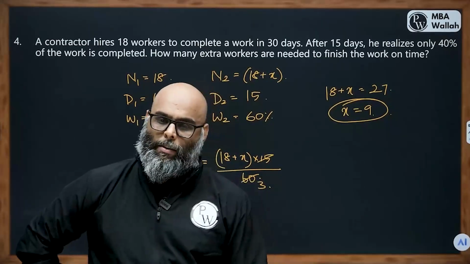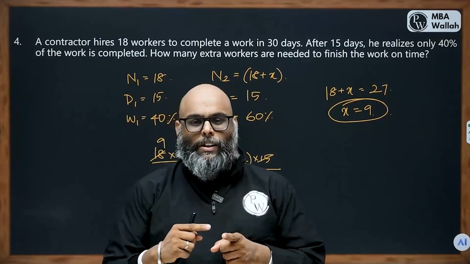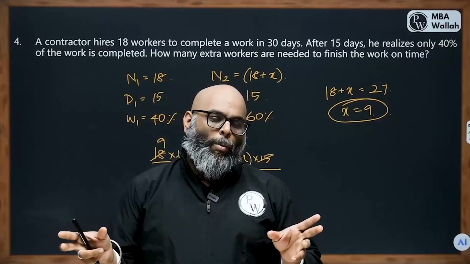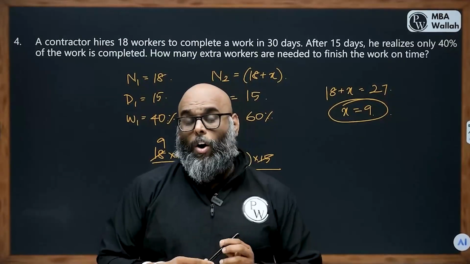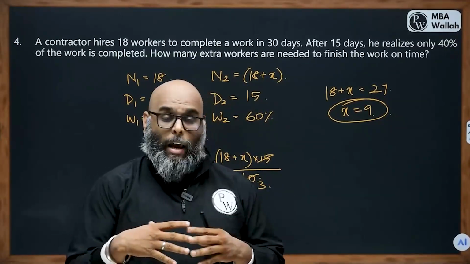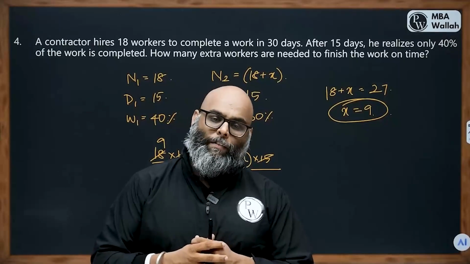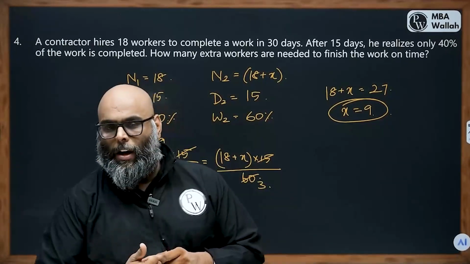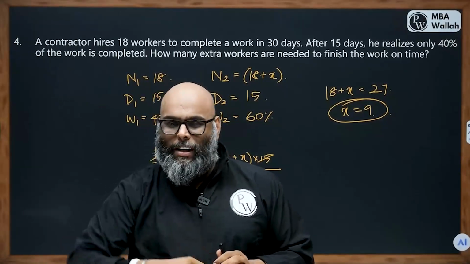That's our answer. So these are cases where all the people in a group work with equal efficiencies. Now, what if the same group has different types of people with different efficiencies? How does the question framing come? How to solve them? We'll see that in the next video.